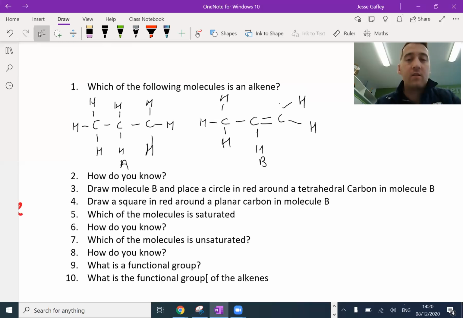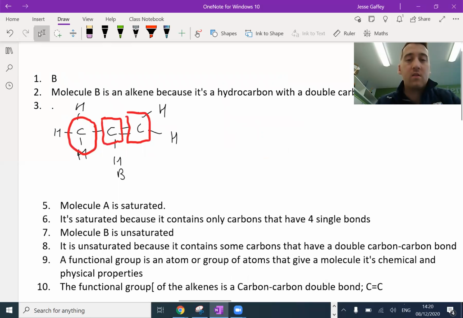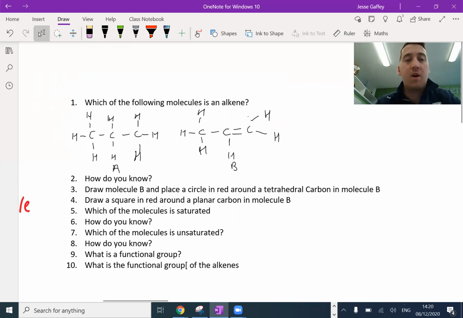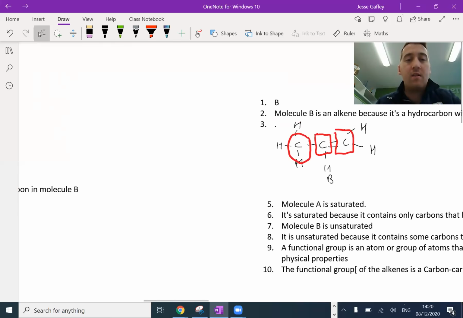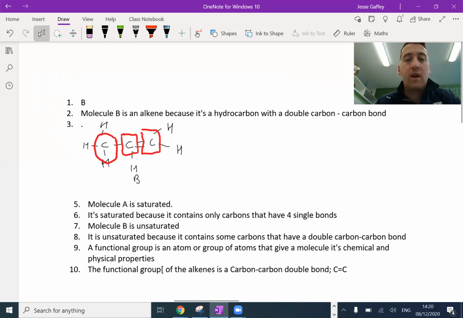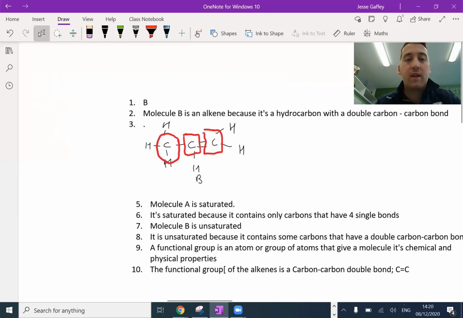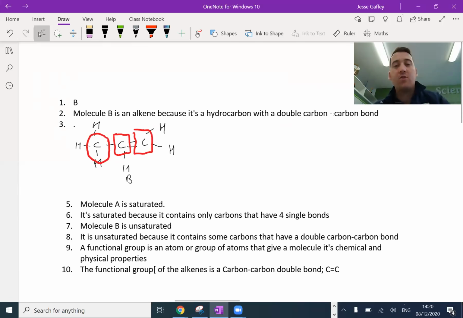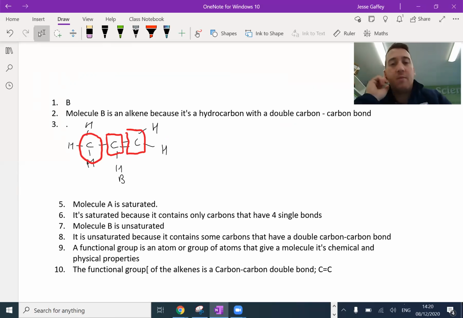So here are the answers. Okay, so the first question, which of the molecules is an alkene? That would be B. How do you know? Well, molecule B is an alkene because it's a hydrocarbon with a double carbon-carbon bond. It's got the functional group of an alkene.